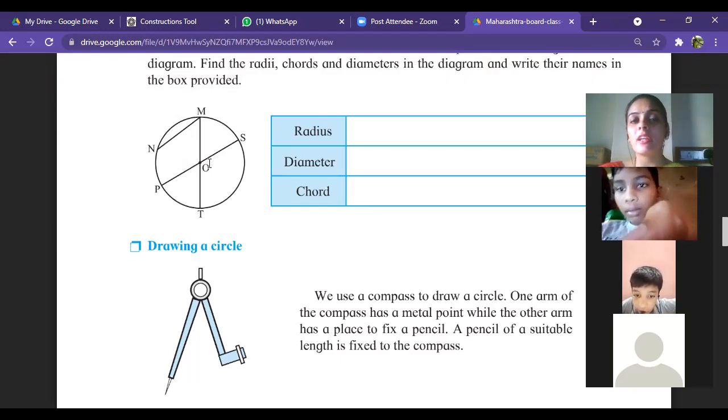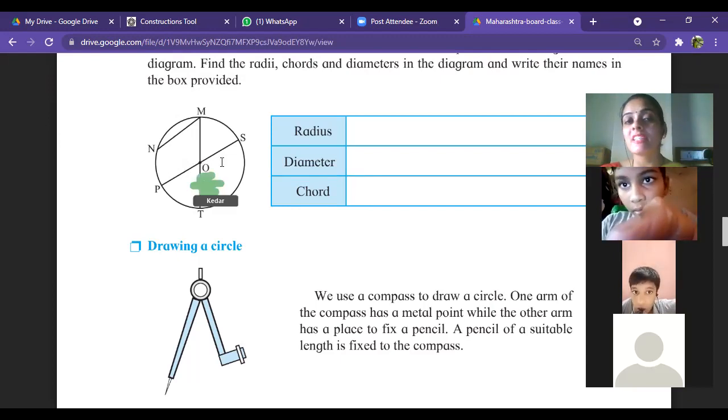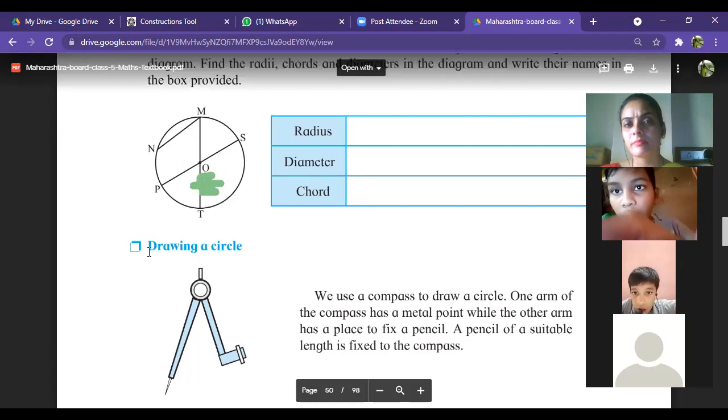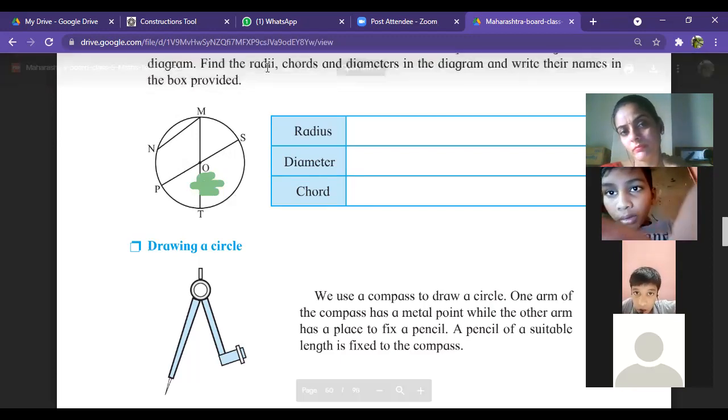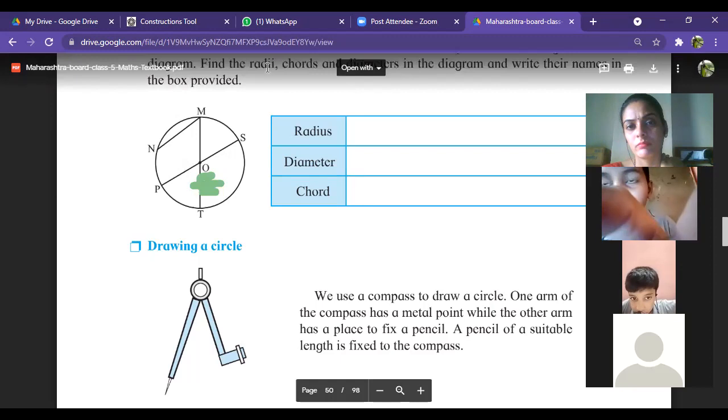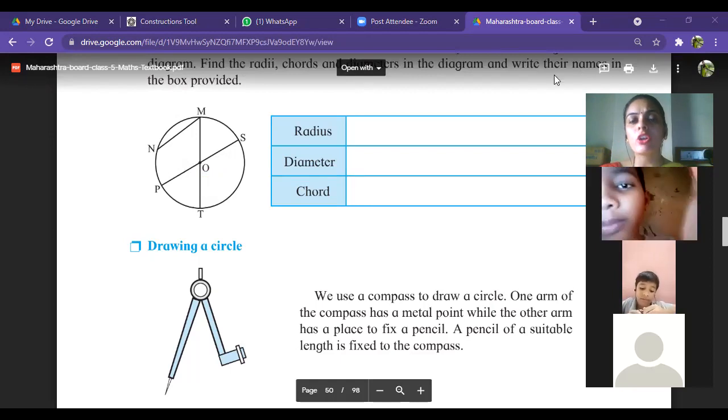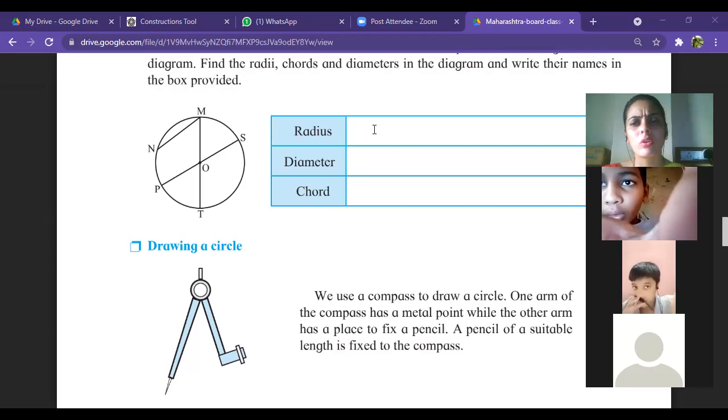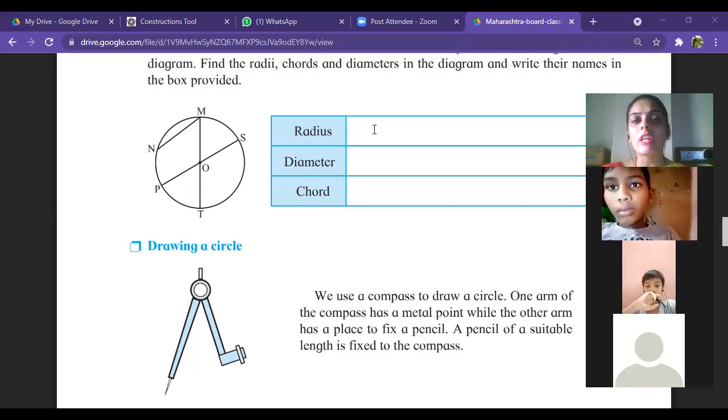So which point is given? Which point will you call the radius? Yes, Kedar. Which point will you call the radius? O, teacher. OT. Very good, Kedar. Very nice. Now, Ali, what is the diameter?